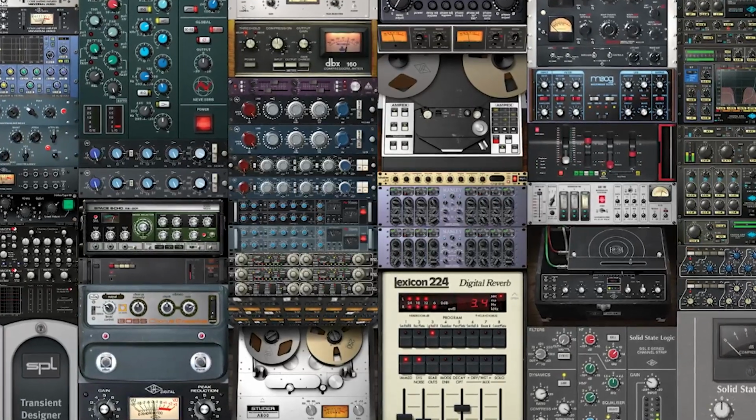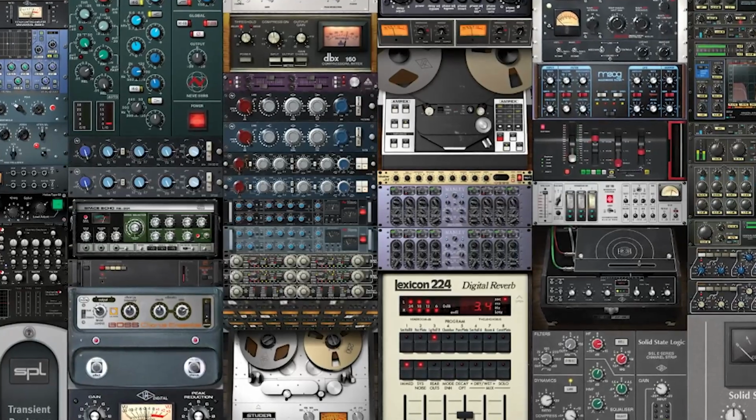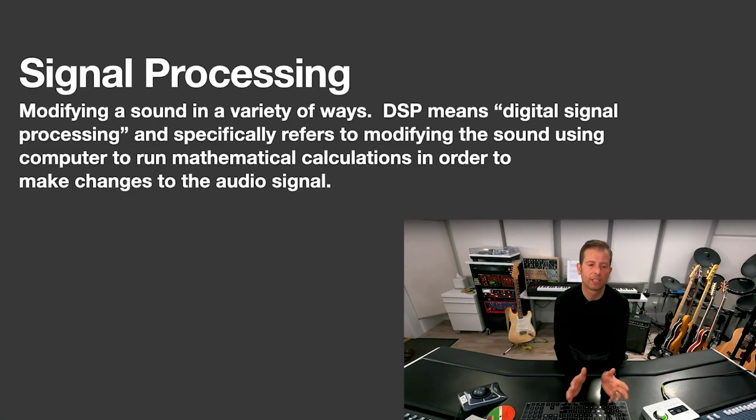Things like EQ, compression, reverb, delay, flanger, all this stuff. There's a huge landscape of options available to you today, all through plugins. Signal processing is modifying a sound in a variety of ways. DSP means digital signal processing, and specifically refers to modifying a sound using a computer that runs mathematical calculations in order to make changes to the audio signal.